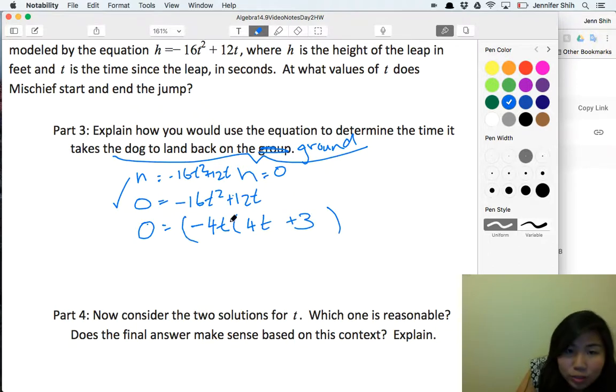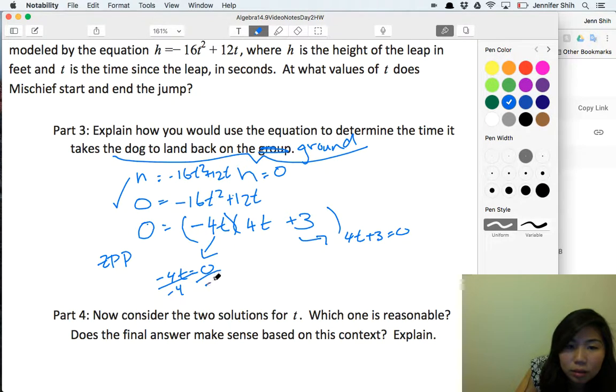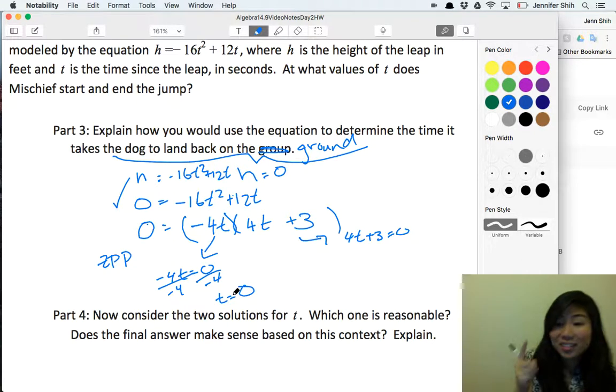So what do I do in this case? Well, I'm going to use my zero product property. I'm going to break it up into 2 equations, and then solve for t. So t is equal to 0. That makes sense because at time 0, the height is also 0.